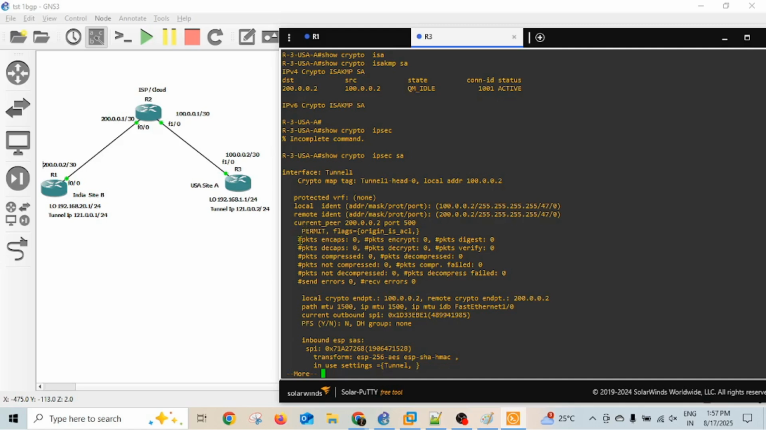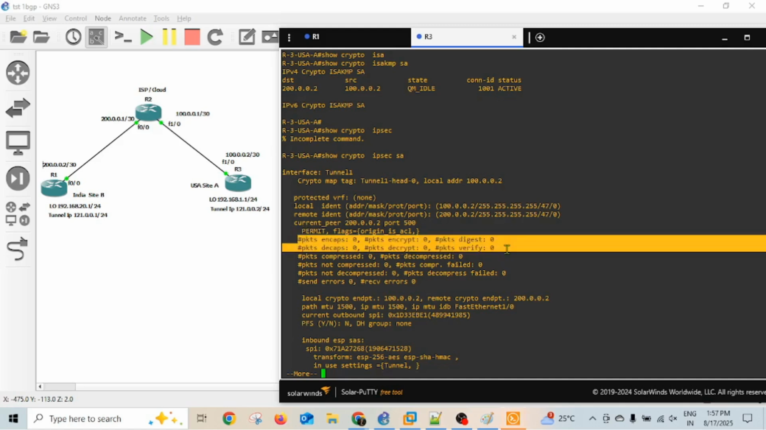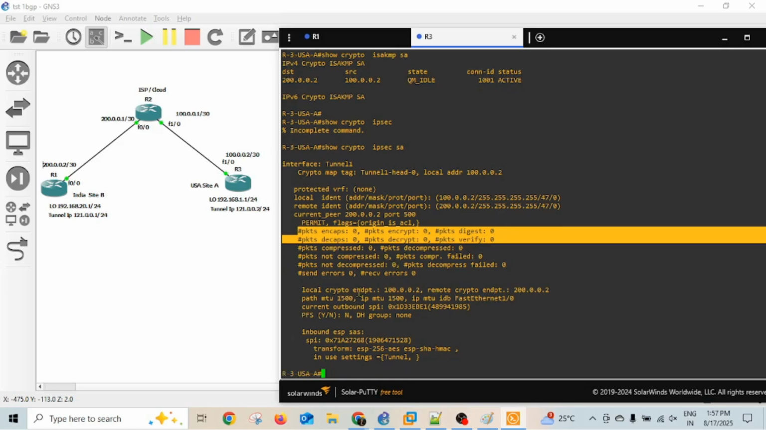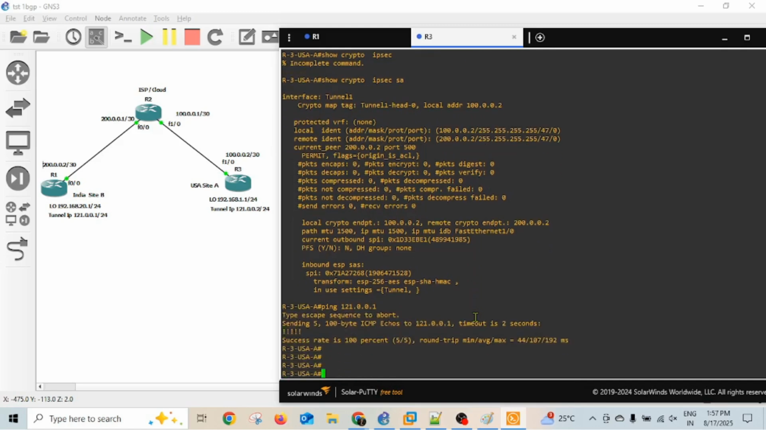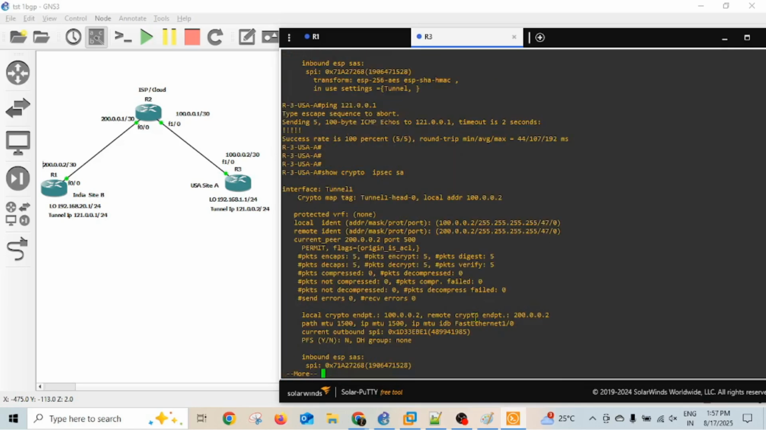So you can see here packet is 0. Did you see? There is packet 0. So I have configured IPsec and packet is 0. But if I ping the tunnel, the tunnel IP will be 121.0.0.1. This is the tunnel IP from my India site. Then it will ping, and now when you say show crypto IPsec SA, packets sent will be 5, right?